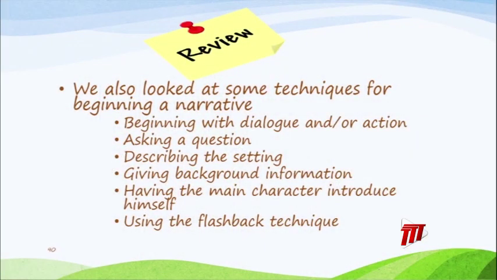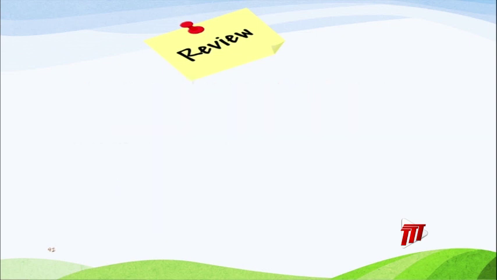Remember as well that you need to use clear, vivid descriptions so that your reader is able to see, feel, hear, touch, smell, and even taste what's taking place in your story, so that they feel a part of the story, so that they want to continue reading on. We also looked at 6 techniques that you can use to begin your story. These were beginning with dialogue and or action, asking a question, describing the setting, giving background information, having the main character introduce himself, or using the flashback technique to begin the story.